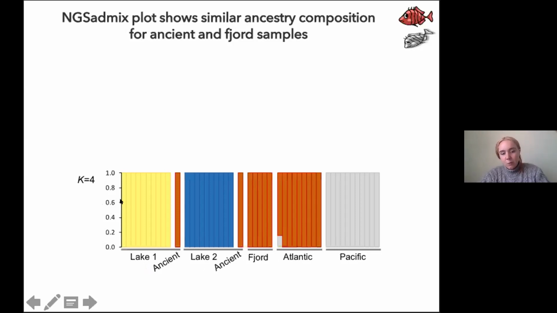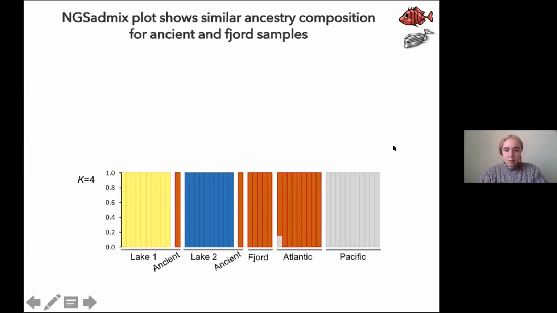You can see that Lake 1 and Lake 2 both have one ancestry, and this makes sense because they have probably undergone genetic drift. And then we can see that the ancient samples, as well as the marine fjord samples and the Atlantic samples, show the same color, which could mean that they have a similar ancestry composition.